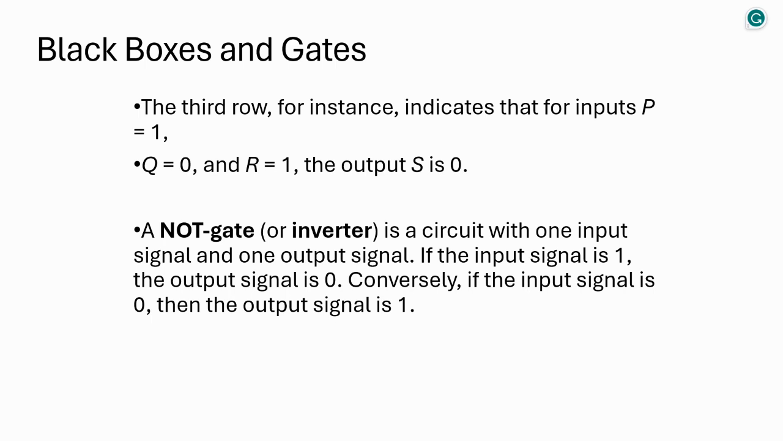Let's talk about gates. A NOT gate or inverter is a circuit with one input signal and one output signal. If the input signal is 1, the output signal is 0. Conversely, if the input signal is 0, then the output signal is 1. So you can see why it's a NOT gate or an inverter. It simply changes the value that is entered into the circuit. So it just reverses it, it negates it, if you will.